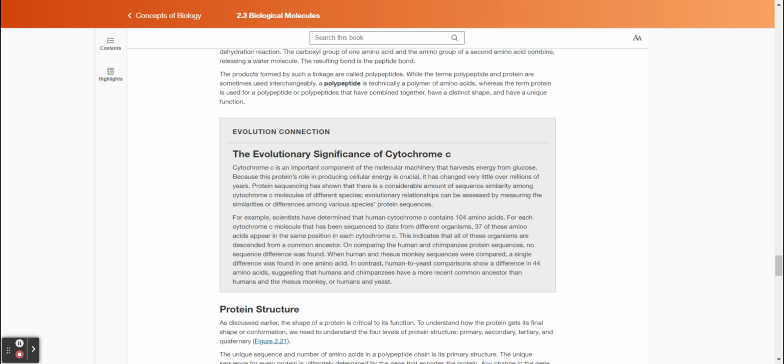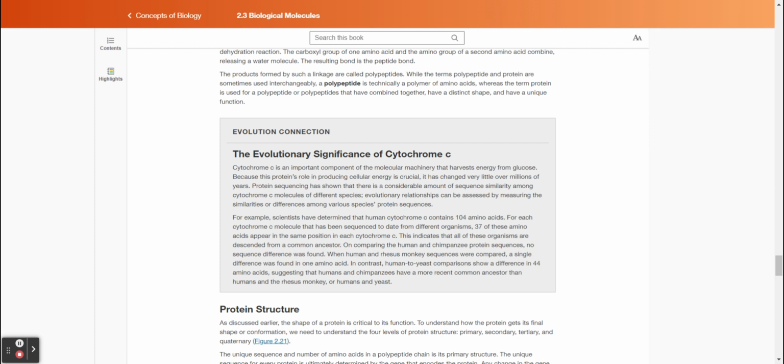The evolutionary significance of cytochrome C. Cytochrome C is an important component of the molecular machinery that harvests energy from glucose. Because this protein's role in producing cellular energy is crucial, it has changed very little over millions of years. Protein sequencing has shown that there is a considerable amount of sequence similarity among cytochrome C molecules of different species. Evolutionary relationships can be assessed by measuring the similarities or differences among various species' protein sequences.